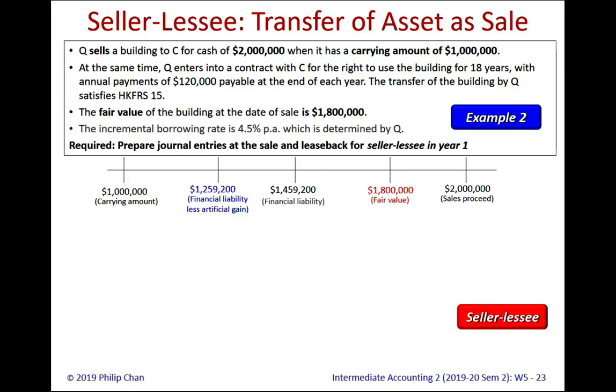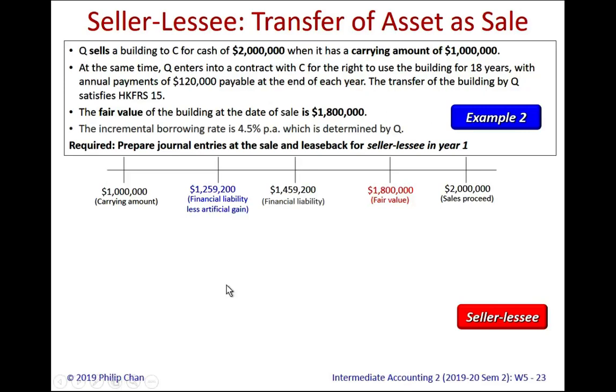Okay, so first of all, we must know who is Q, who is C. It is quite clear from point number 1 and 2. Q is the seller-lessee, and C is the buyer-lessor. And in this case, it is obvious that there is an artificial gain. Artificial gain is comparing sales price with fair value. So we have an artificial gain of about 200,000. Do we have gains from rights transfer? Well, we don't know yet, unless we work out the financial liability.